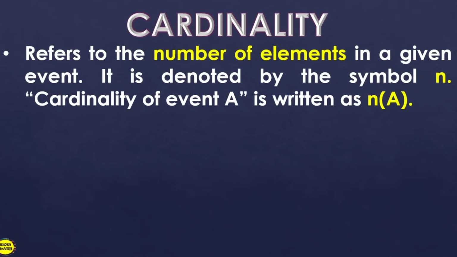Cardinality refers to the number of elements in a given event. It is denoted by the small letter n, which is read as cardinality of event A and written as n, then enclosed by parenthesis the name of the event. Ito po ang basa niyan, cardinality of event A. So let's have an example.